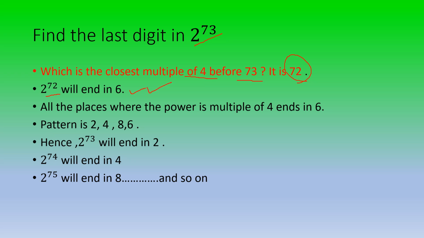So now 2 power 73 will end in 2, because of the pattern 2, 4, 8, 6. After 6, again you will start with 2, 4, 8, 6. So 2 power 72 is ending in 6. Therefore 2 power 73 will again end in 2. 2 power 74 will end in 4. 2 power 75 will end in 8. Again this pattern will be followed. So our answer is 2. 2 power 73 will end in 2.